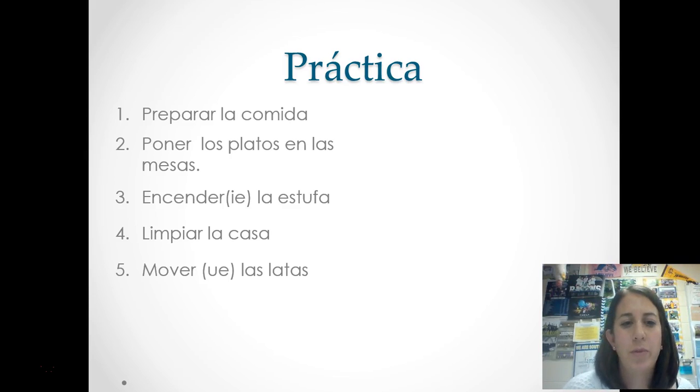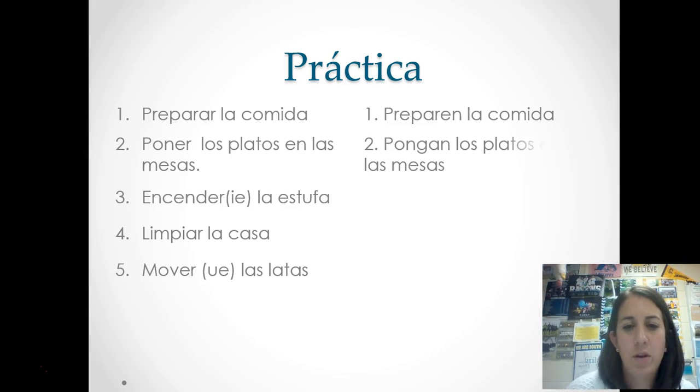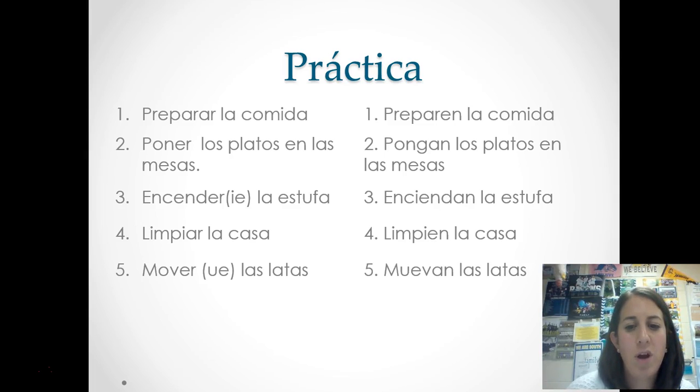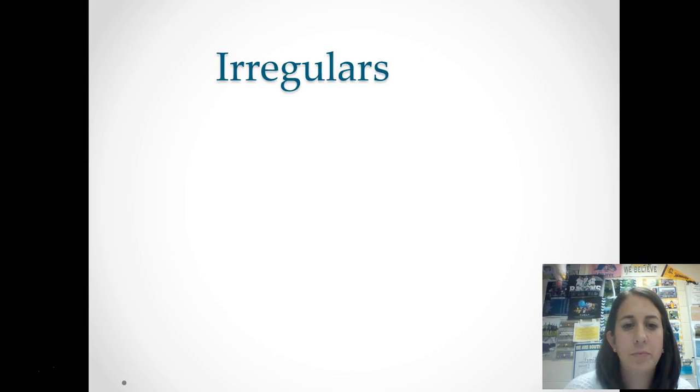Okay, here we go. Your answer would be preparen la comida, pongan los platos en las mesas, enciendan la estufa, limpien la casa, and muevan las latas. Okay. Again, opposite endings start in the yo form. Still use those stem changers, and you should get it.